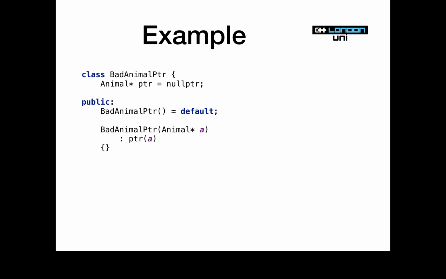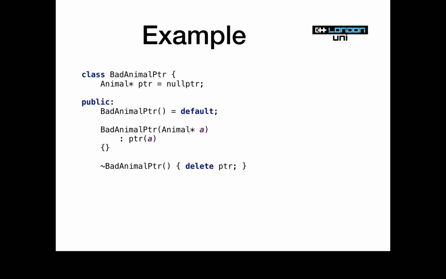Now, here's the key line. This is the destructor for our BadAnimalPointer. So when one of these objects is destroyed, it's going to call delete on our ptr object. And you say, well, what happened?